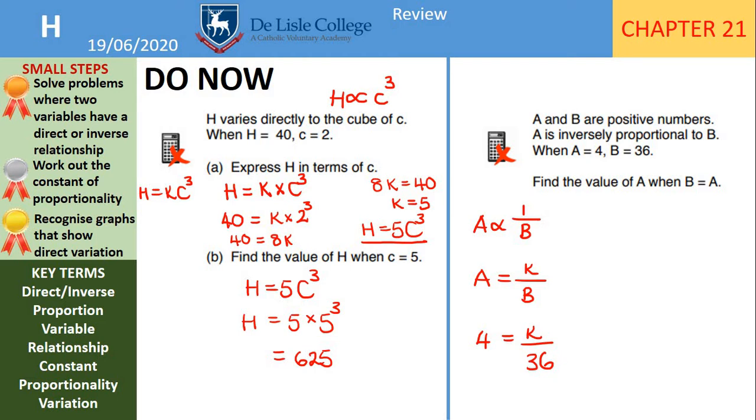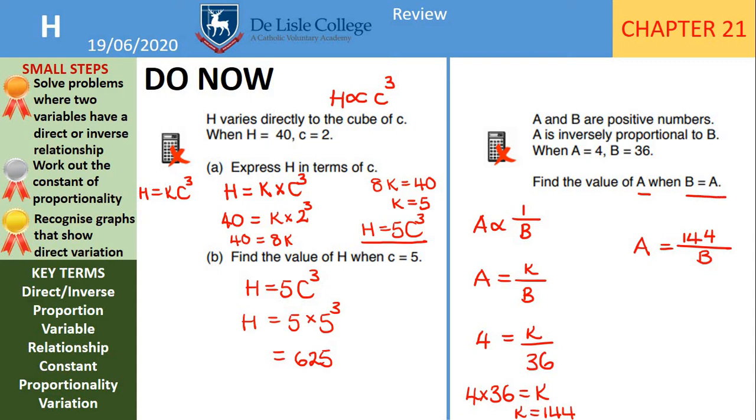Now when we've got inverse proportionality, remember the constant of proportionality is found by multiplying the two values together that we're given. So in this case we get that k is equal to 144. Let's pop that back into our formula here. So our relationship is a is equal to 144 divided by b. Now we can use this to answer the question. So find the value of a when b is equal to a. So this is a different way of asking a question.